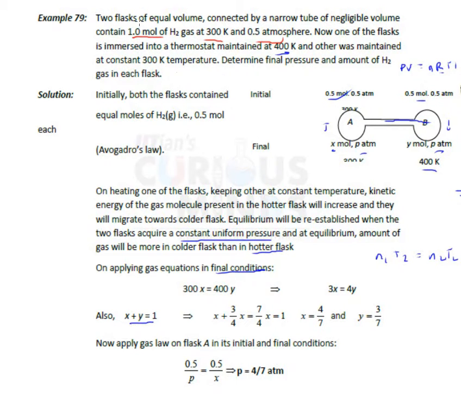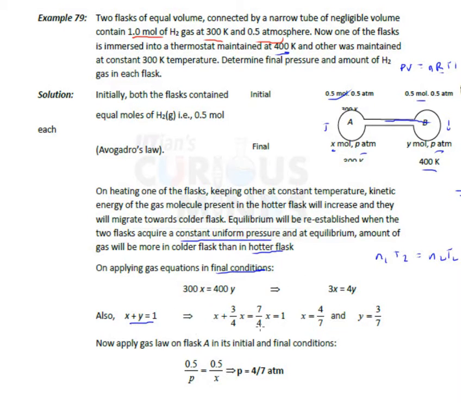So the question reads that two flasks of equal volume connected by a narrow tube of negligible volume contains 1 mole of hydrogen gas. So this means that this both इसका मिला के it is 1 mole. So 0.5, 0.5. Sorry, I thought it's 2 moles, but this is 1 mole. अगर वैसा this would have been x plus y equal to 2, right? But you don't know, 0.5 लिया है. So x plus y equal to 1, right?